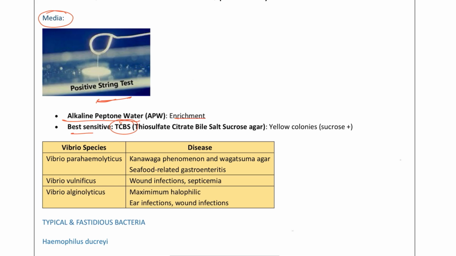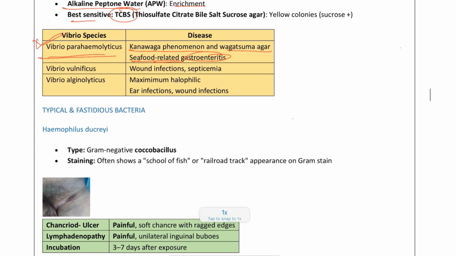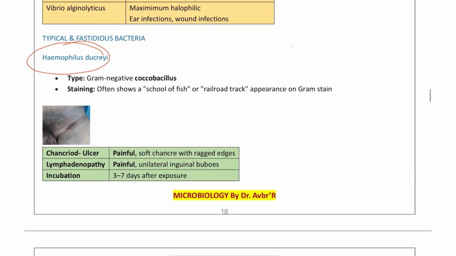Other species, Vibrio parahaemolyticus, shows the Kanagawa phenomenon on Wagatsuma agar, and seafood-related gastroenteritis is seen with Vibrio parahaemolyticus. Next, Haemophilus ducreyi shows the school of fish or railroad track appearance and causes chancroid. You all know chancroid is seen with Haemophilus ducreyi, with lymphadenopathy. Both are painful only.